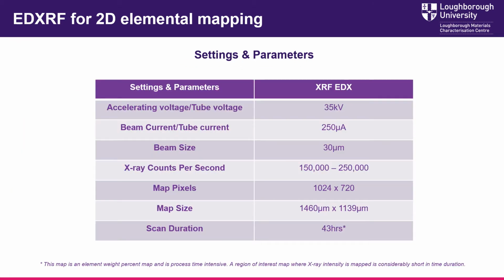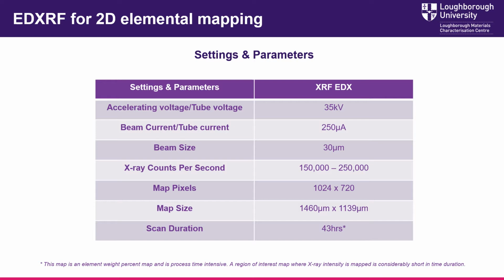In the tables are the settings and parameters for the XRF mapping. The 35 kV tube voltage allows good X-ray penetration. The tube current guarantees healthy X-ray counts per second. The map pixels and size give good morphological feature detail.